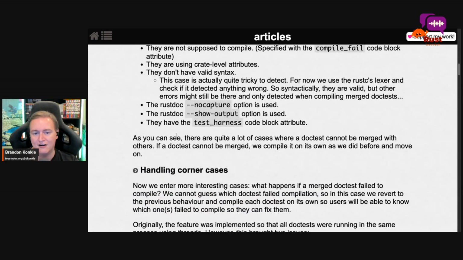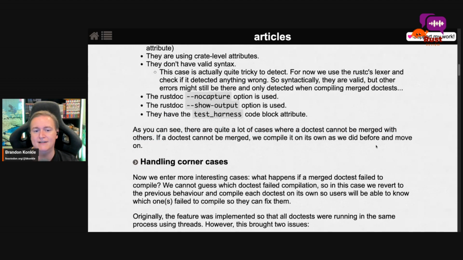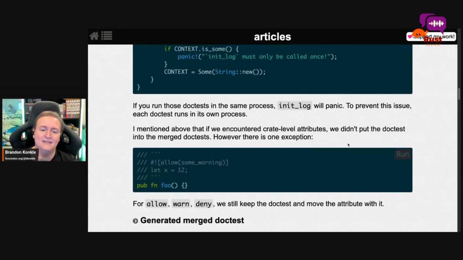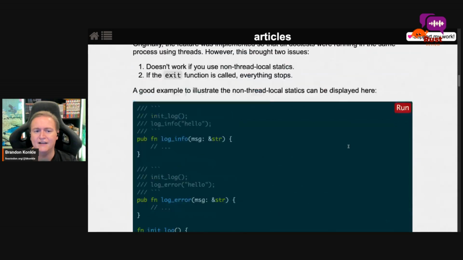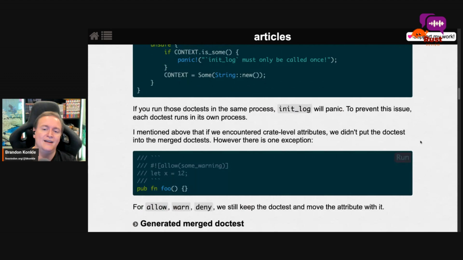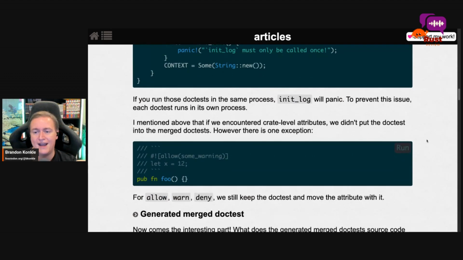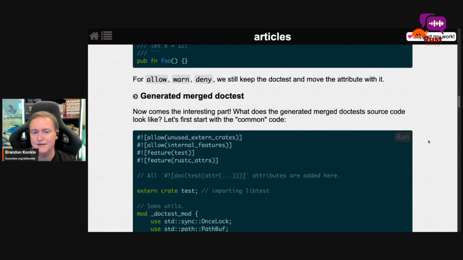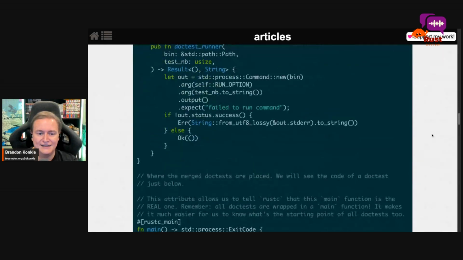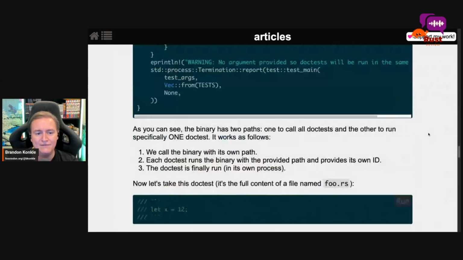So it says there are quite a lot of cases where a doc test cannot be merged with others. In those cases, he's still compiling those on their own, just like we did before. He's focusing on the ones where you can. Generally, I would say a lot of the code can be combined together, and that's why it's optimizing things so much more. There's still some impact on the cases that can't be combined, but since they're less frequent, it becomes a pretty big improvement, I think. And he talks about how he improved that.